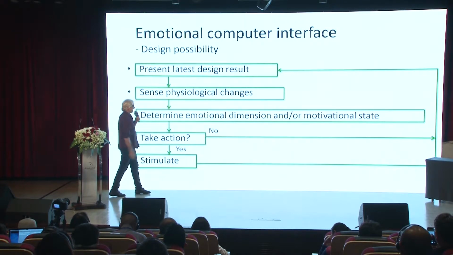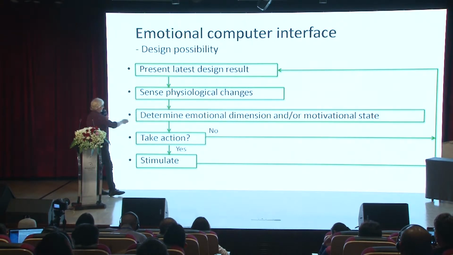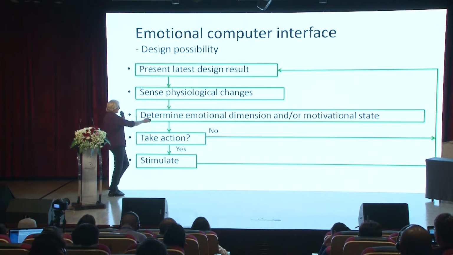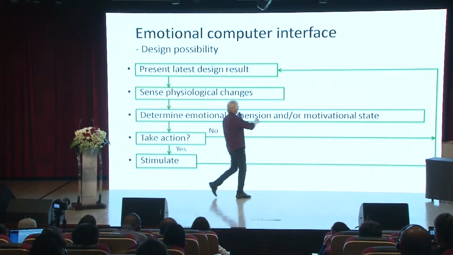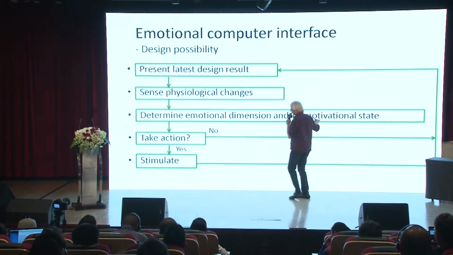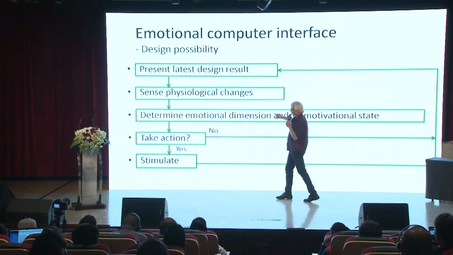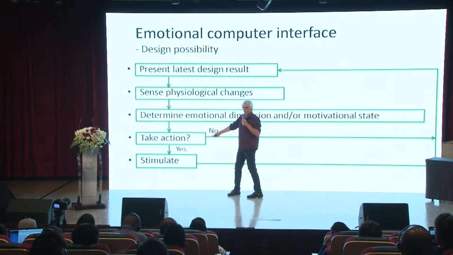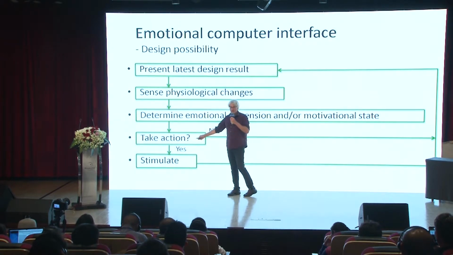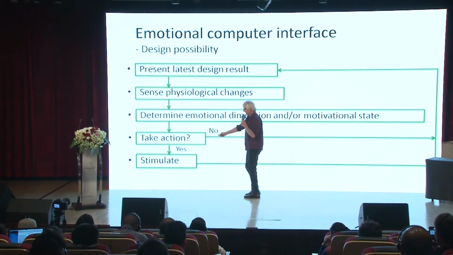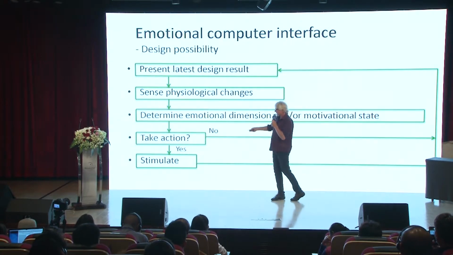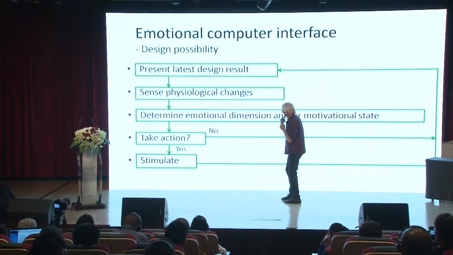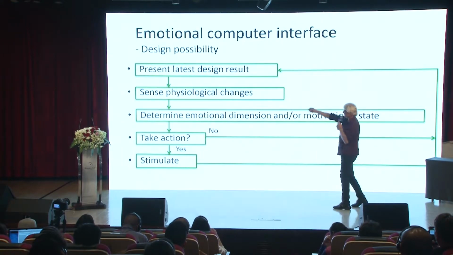a physiological change. And then the computational framework could determine some emotional dimension, this circumplex model of affect, or motivational state from your body. And then there would be some algorithm which would say, oh, maybe we should take action, yes or no, on the basis of that data. And then the computational framework may decide that you need to be stimulated. And then it loops like this.